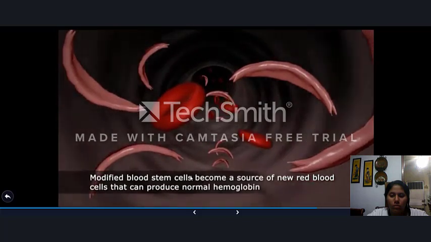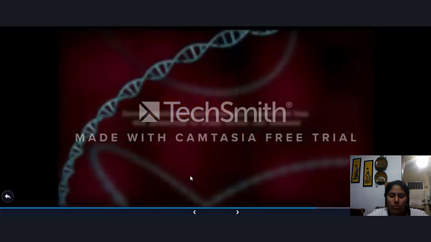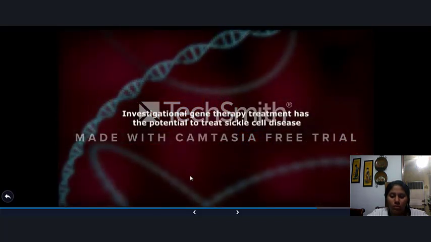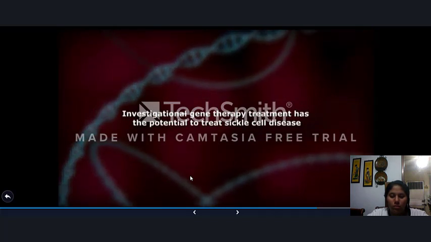The goal is for the modified stem cells to become a permanent source of healthy red blood cells that do not sickle, preventing organ damage and other complications.